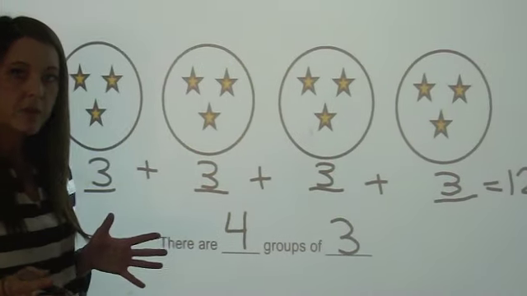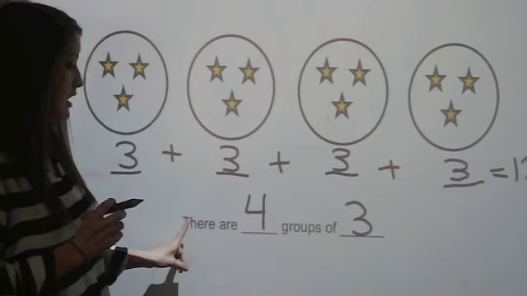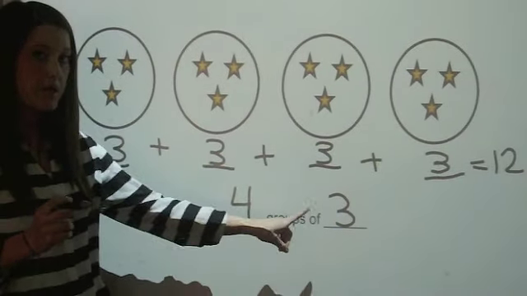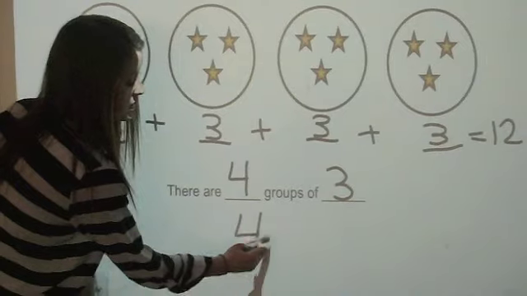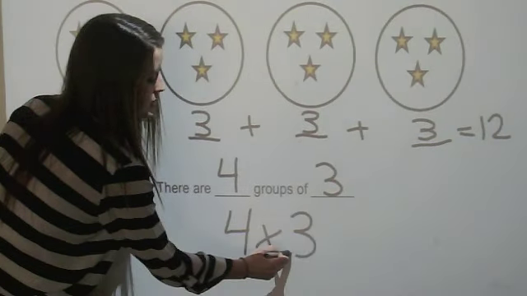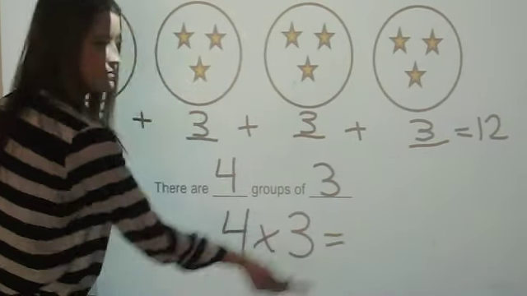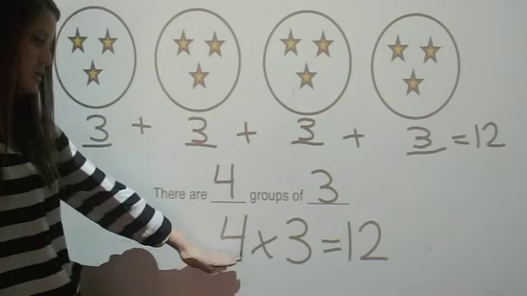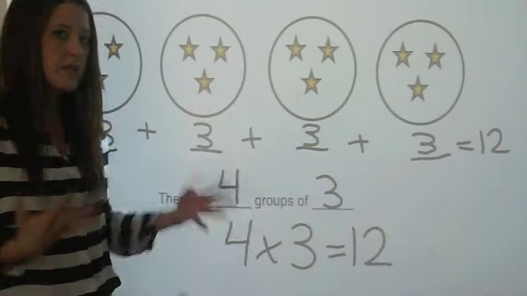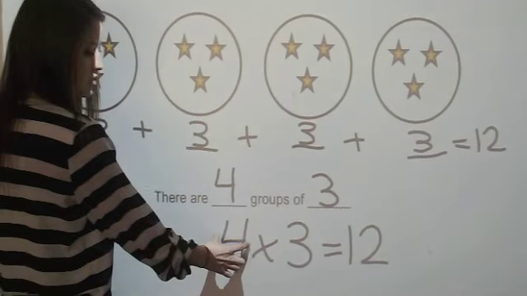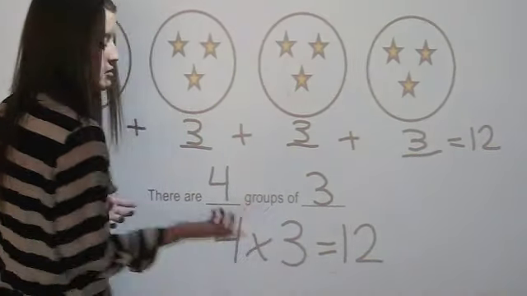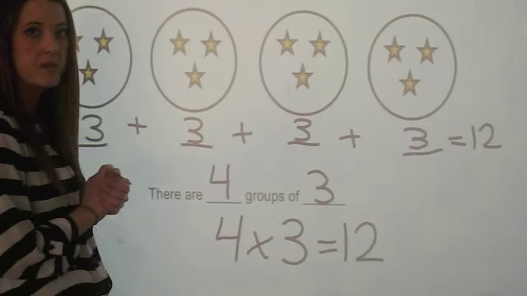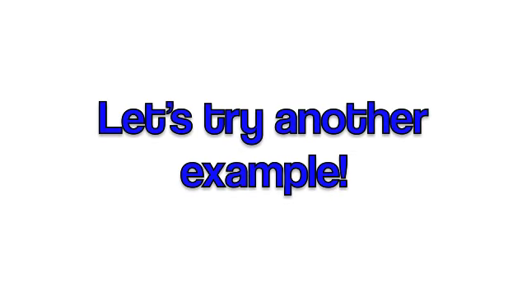Now you might see this represented another way too. If there are 4 groups of 3, 4 times 3 equals 12. So when you see 4 times 3, it means the same thing. There are 4 groups of 3. Multiplication is just repeated addition. Let's try another example.